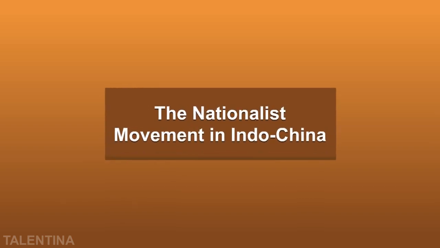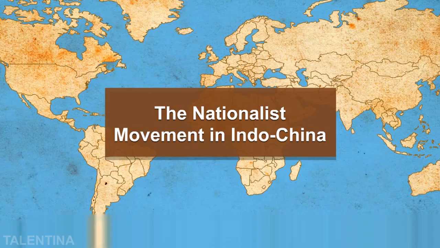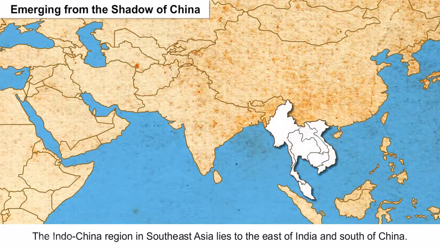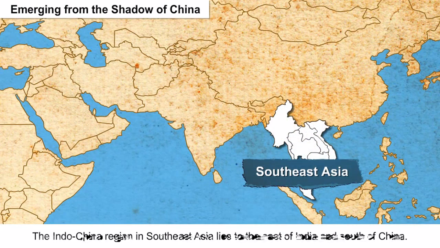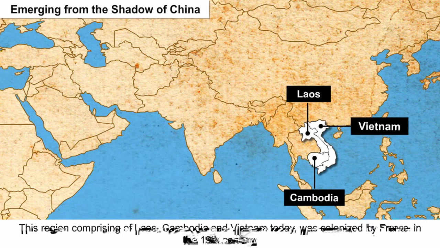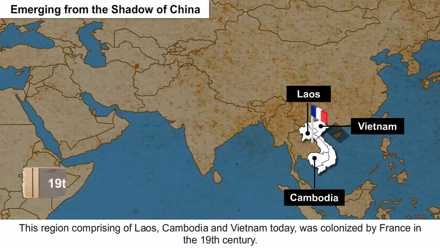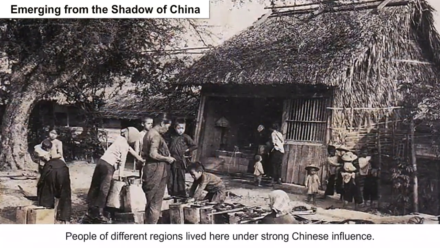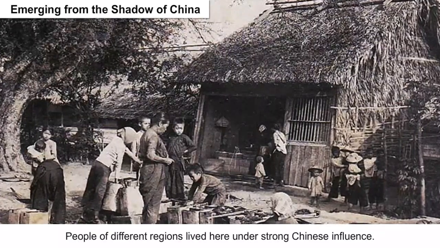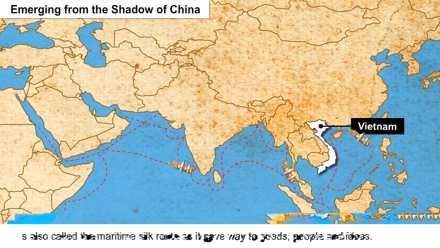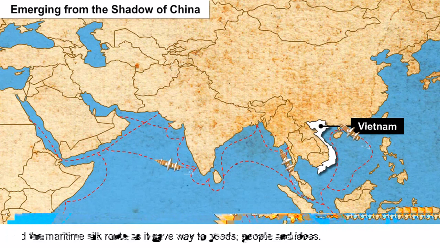The nationalist movement in Indo-China. Emerging from the shadow of China. The Indo-China region in Southeast Asia lies to the east of India and south of China. This region, comprising Laos, Cambodia, and Vietnam today, was colonized by France in the 19th century. People of different regions lived here under strong Chinese influence. Vietnam is also called the Maritime Silk Route, as it gave way to goods, people, and ideas.